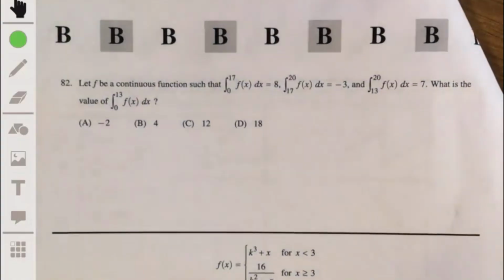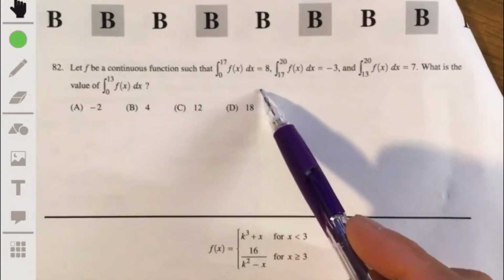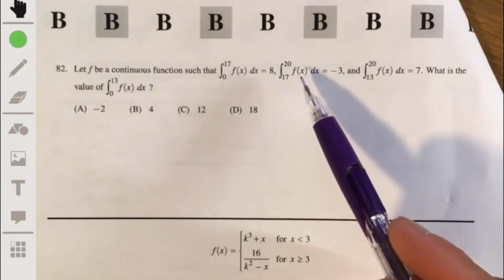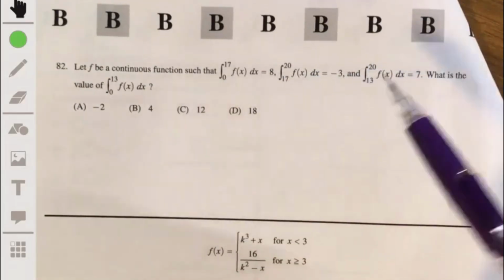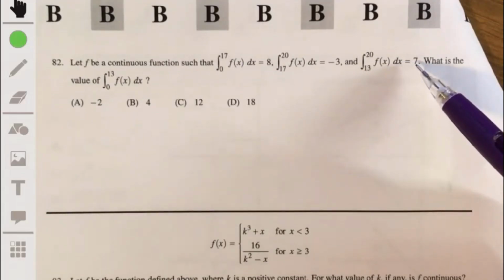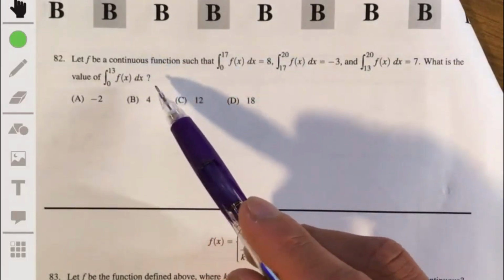All right, 82. Let f be the continuous function such that the integral from 0 to 17 of f of x is 8, the integral from 17 to 20 of f of x is -3, and the integral from 13 to 20 is 7. What's the value of the integral from 0 to 13 of f of x dx?